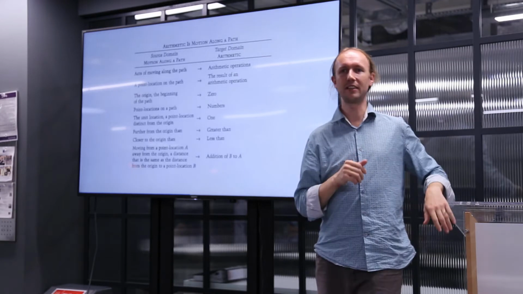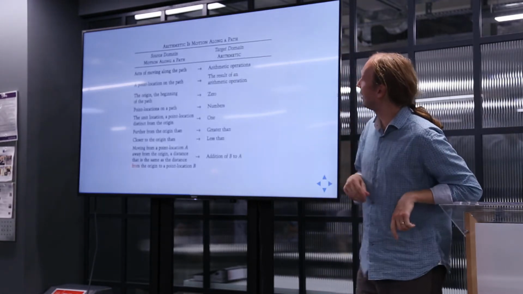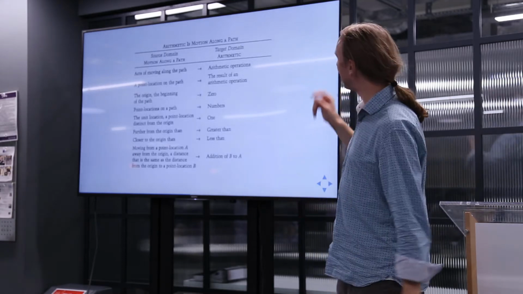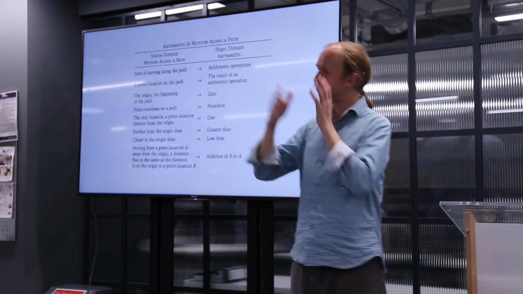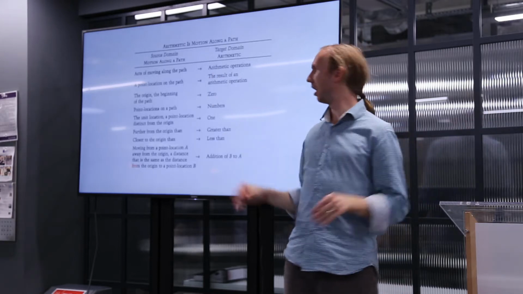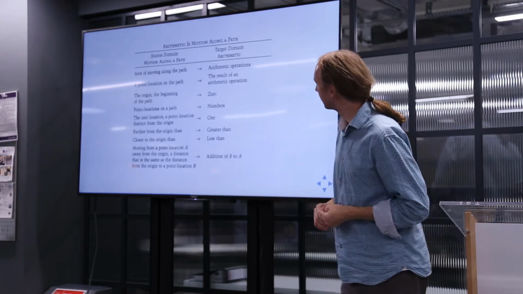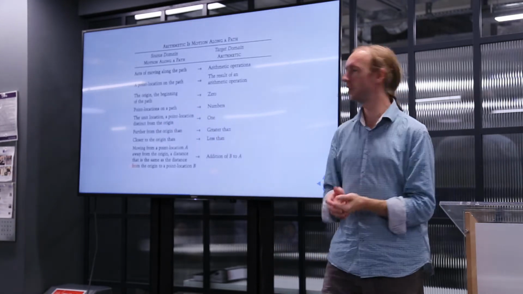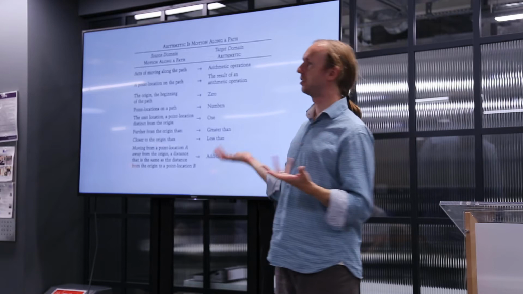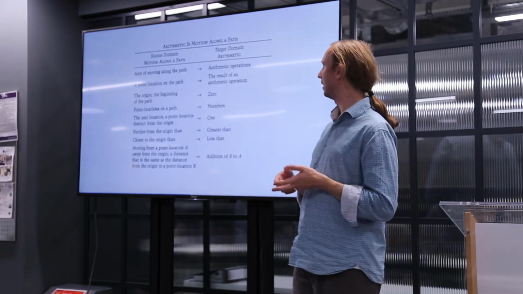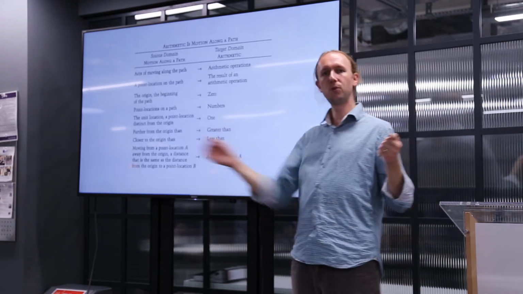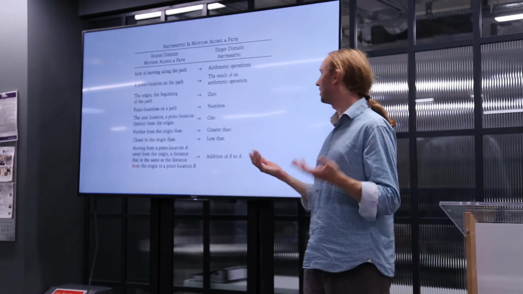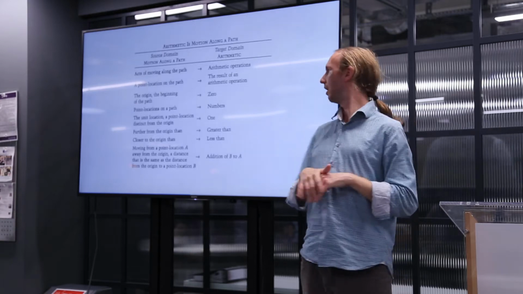So the second metaphor that I'll talk more about is this idea that arithmetic is like motion along a path. And in this case, you imagine we have some path, and the different ways of moving along the path will correspond to different arithmetic operations. How far you are along the path, that's what will represent the result, or a number.